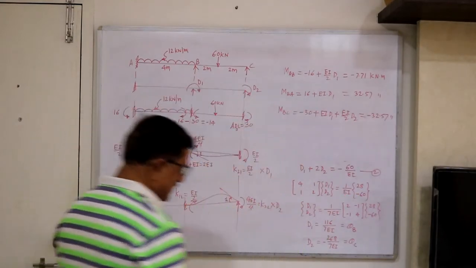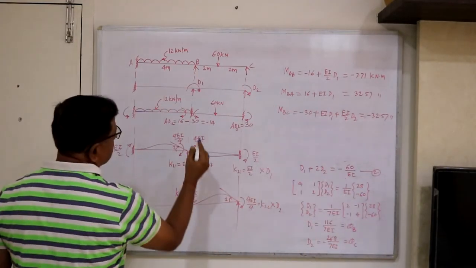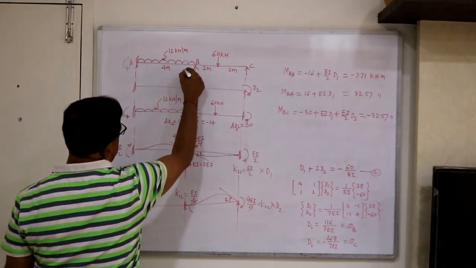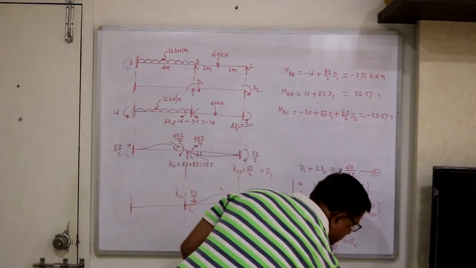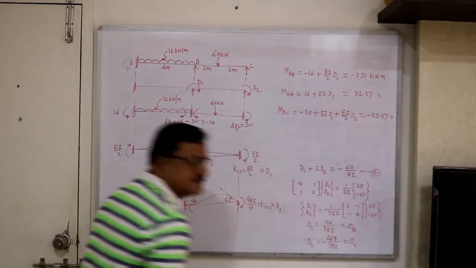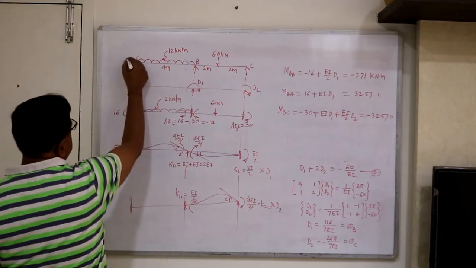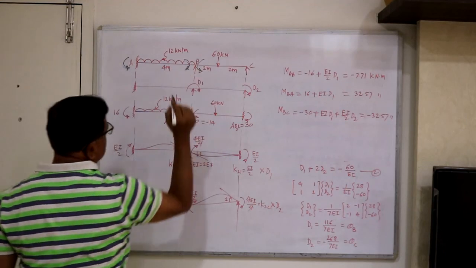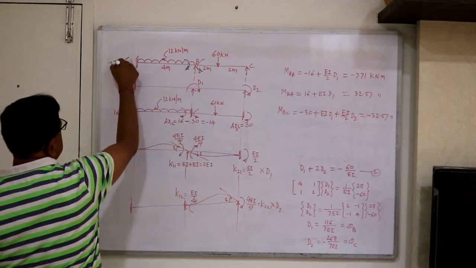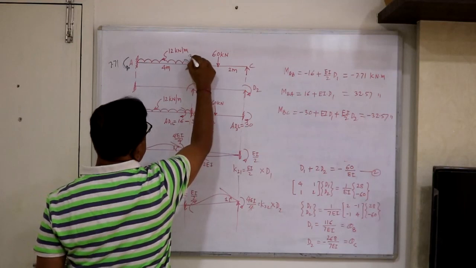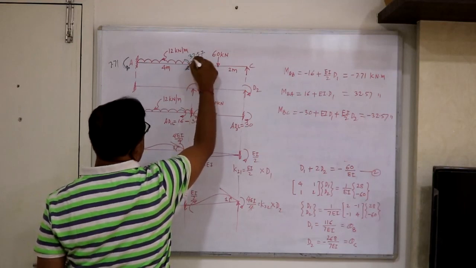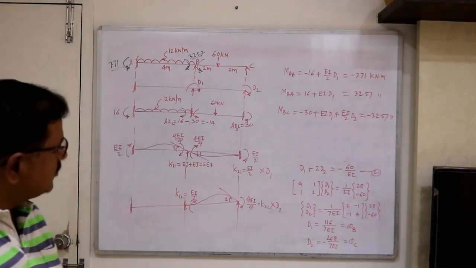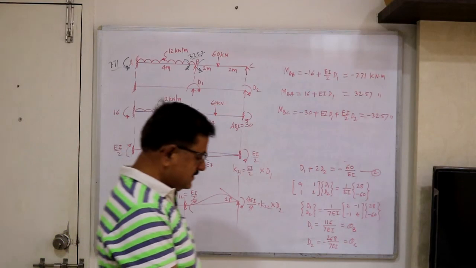Now knowing these moments, you can construct the BMD very easily. We already constructed it, you just refer to the BMD we have constructed. So you write this moment, 7.71 and 32.57. So with these values, draw BMD, SFD. Refer to our bending moment diagram we have already plotted earlier.